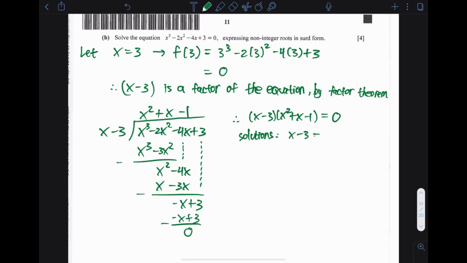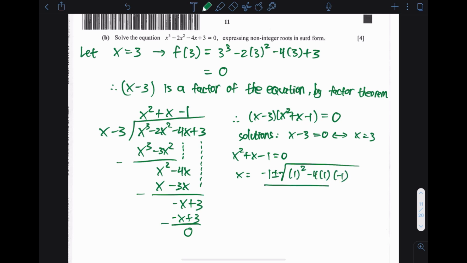The first bracket equate to 0, that gives us x equals 3. Okay, and then x squared plus x minus 1 equals 0. This one we need to use the quadratic formula. Negative b plus minus square root of b squared minus 4 multiply 1 multiplied by negative 1, divided by 2. This will give us negative 1 plus minus root 5. Okay, so we have two answers.